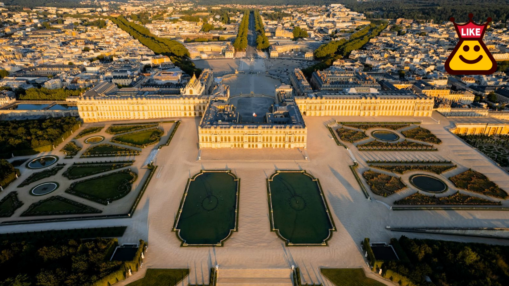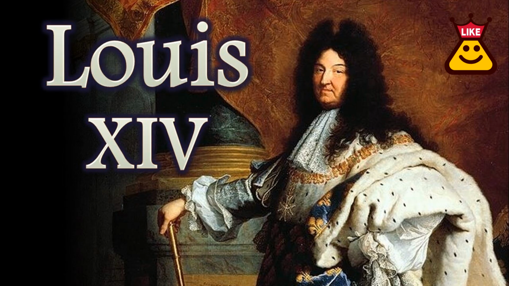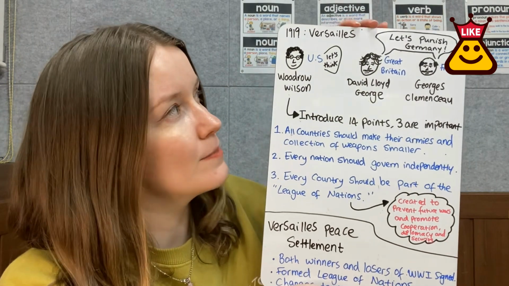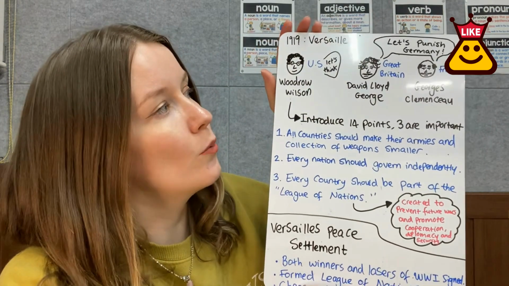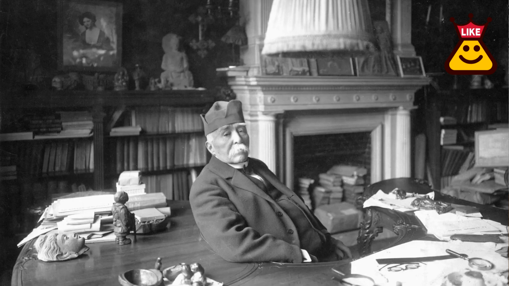Now we know Versailles quite well. At this point, this is the palace in France that was built by the Sun King, Louis XIV. So all the main powers came together. The biggest three powers at this point at the meeting were the US, Great Britain, and France. Now, the leader of the US at this time was Woodrow Wilson. And the Prime Minister for Great Britain was David Lloyd George, and for France was Georges Clemenceau.